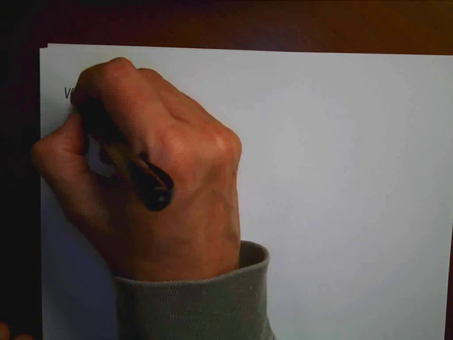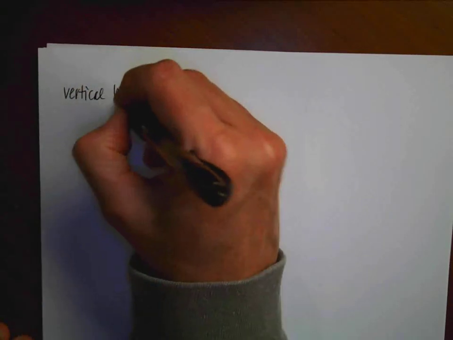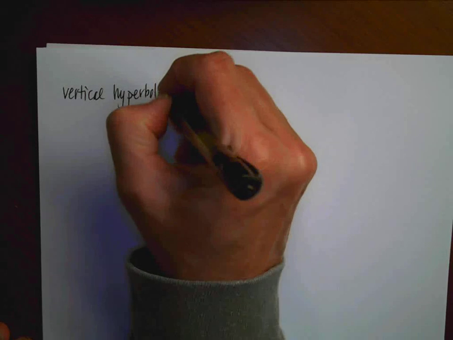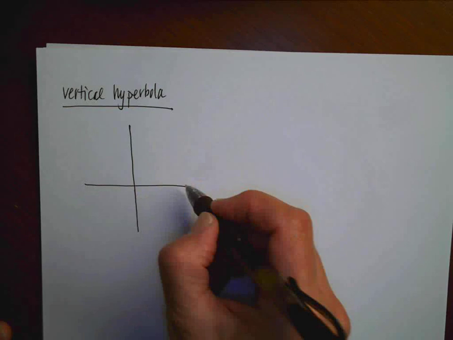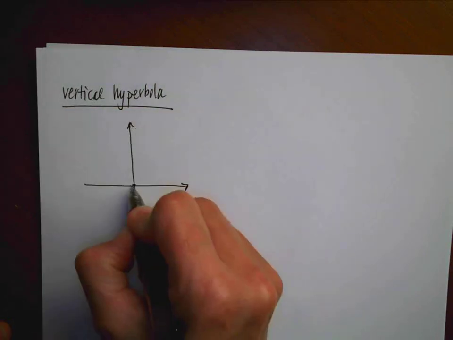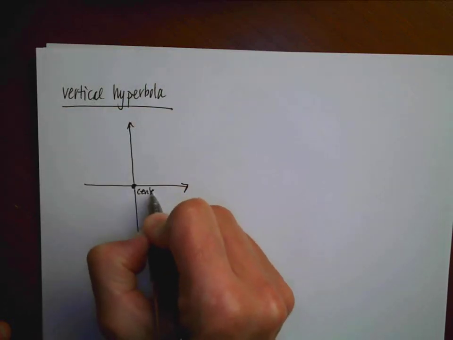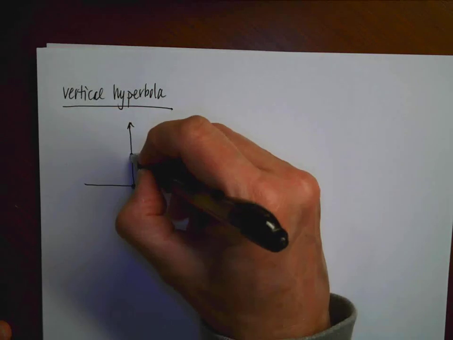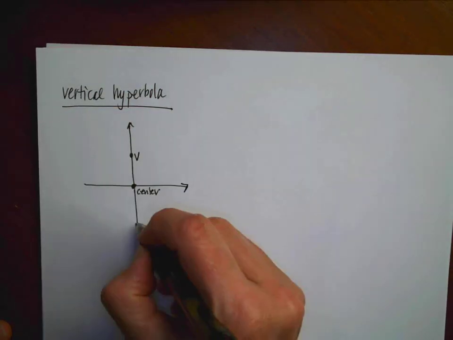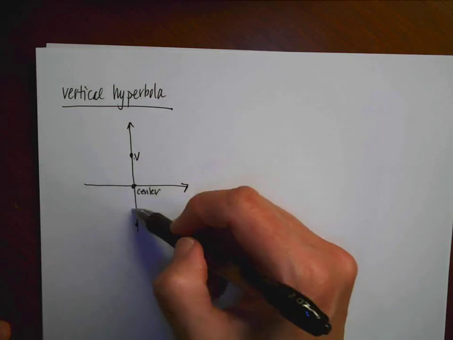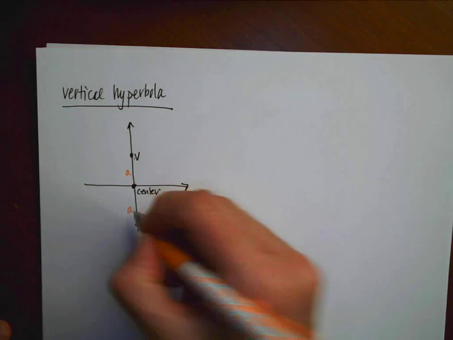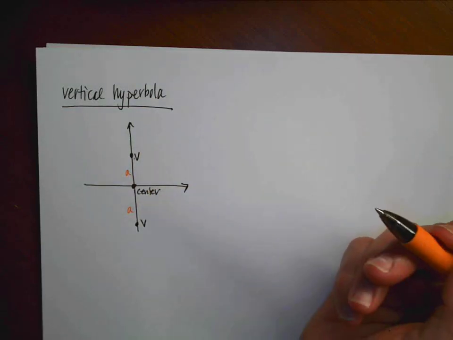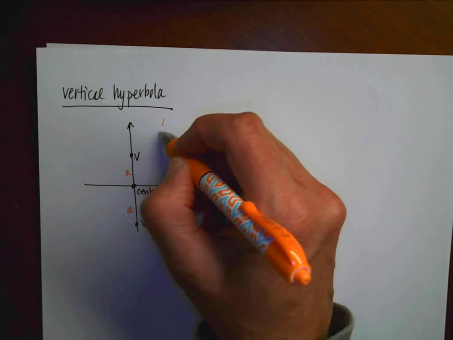Okay, so now let's talk about the vertical hyperbola, or hyperbola, however you choose to say the word. Hyperbola is the correct pronunciation. So here's my coordinate axes. This is going to be my center. I'm going to have a vertex here and a vertex here, noticing that the distance in between is going to be your a. So a is the distance from the center to the vertex.